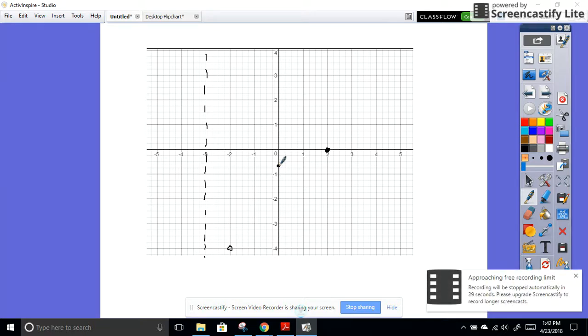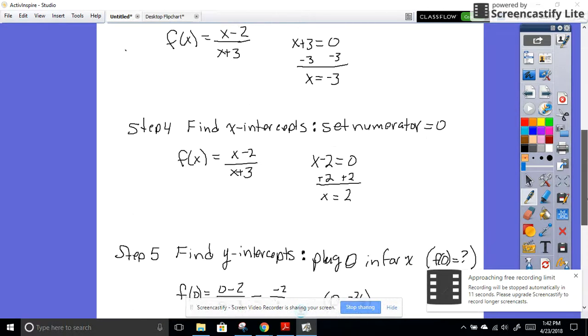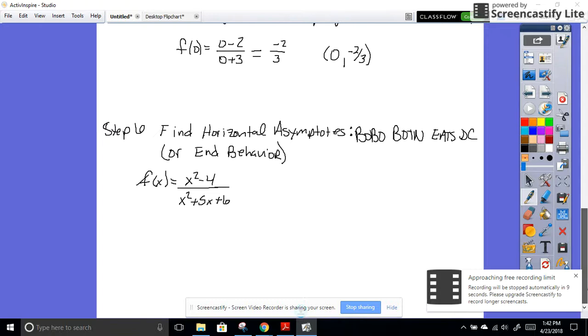Okay. And it looks like I am out of time, so that's a good break. So far, we've got the hole, we've got the x-intercept, we've got the y-intercept. The last thing that we're going to do is the horizontal asymptotes, and that's going to take a while. So this is a great place to stop.